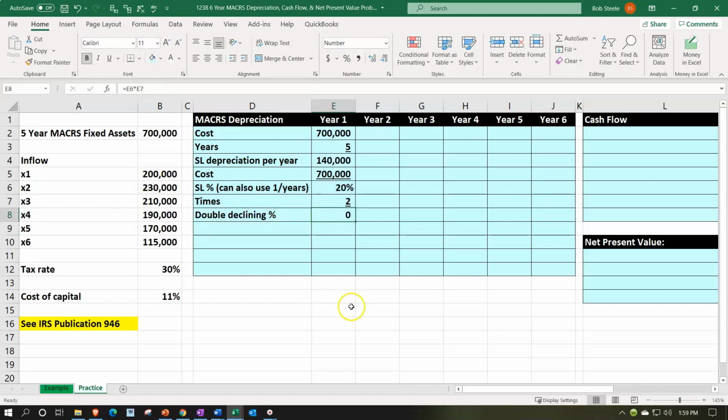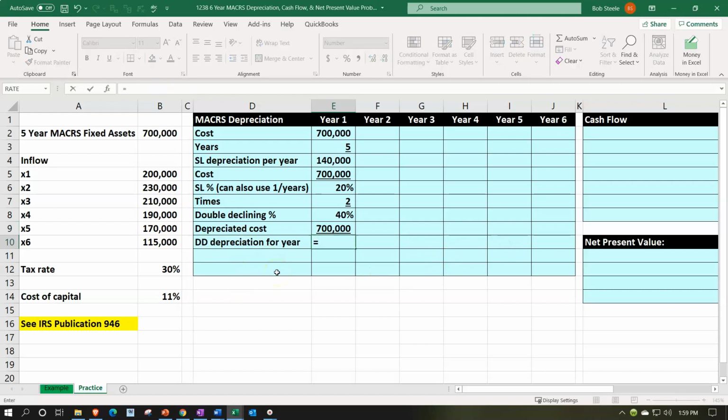So now we've got the double declining 40%. Now, if we took that and multiplied it times the cost, which I'm going to call the depreciated cost, because it's basically going to be the book value going forward of the 700,000, underlining that, then that's going to be equal to the double declining depreciation for year one.